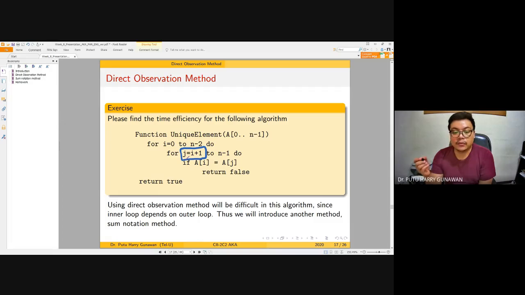So the easiest way is to use another method, called the sum notation method. So what is the sum notation method? We will focus on that.